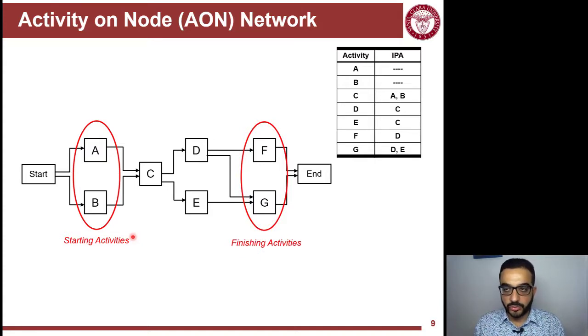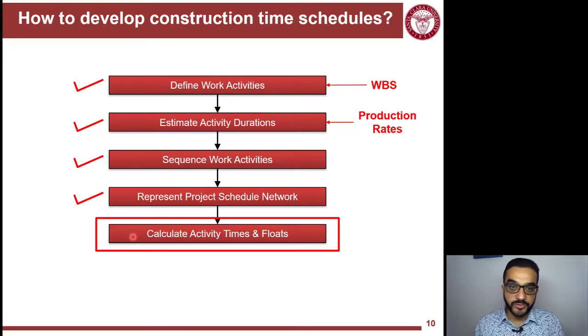I can also make sure it's consistent with my understanding of starting activities and finishing activities. And also it will be useful in avoiding mistakes when you start calculating critical path method numbers on the network, which we will see next video.